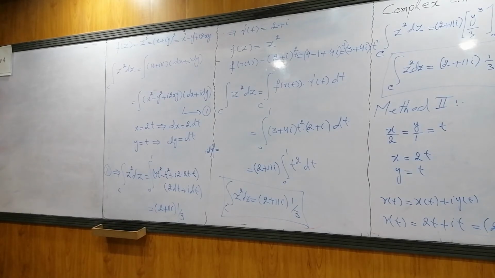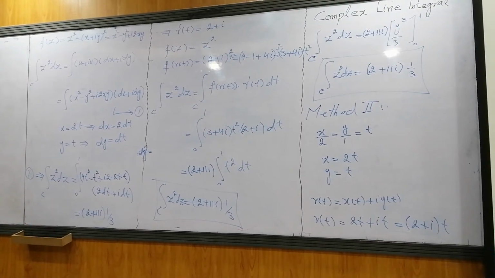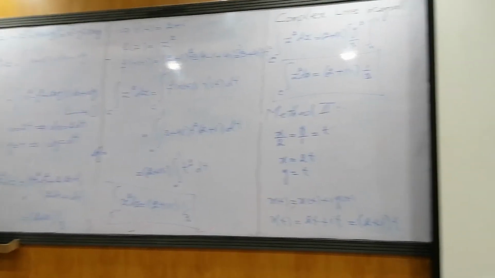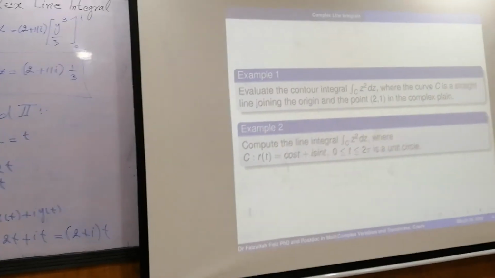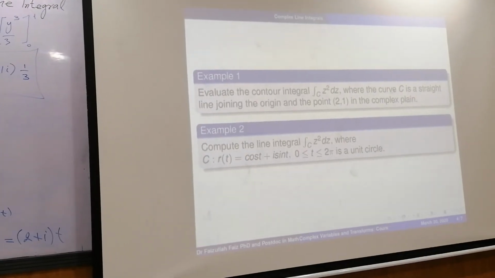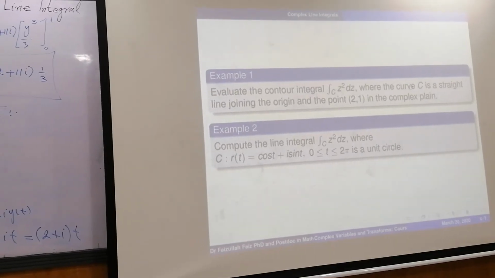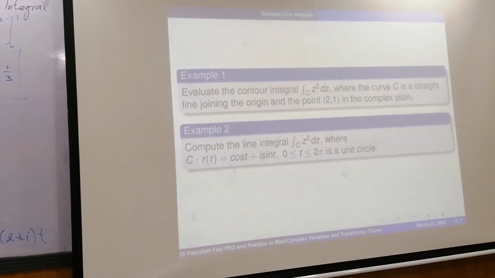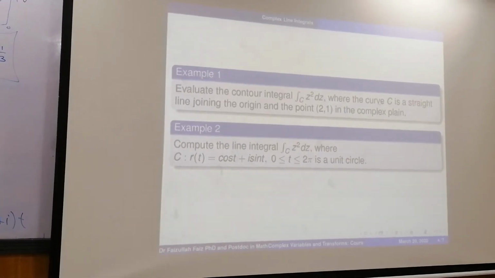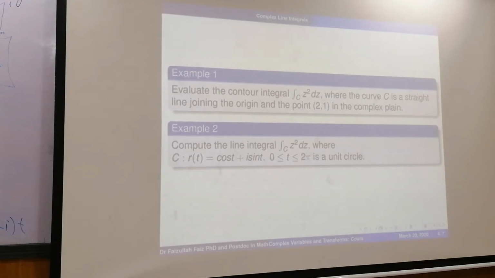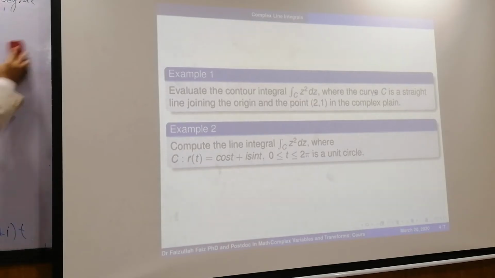Now we have to solve another problem. Let us see it from the screen. In example number 2, we are given that we have to integrate the same z square, but along some other curve. The curve is a unit circle, and the equation for a unit circle is r of t equal to cos t plus iota sin t. So let us see the solution of this example.